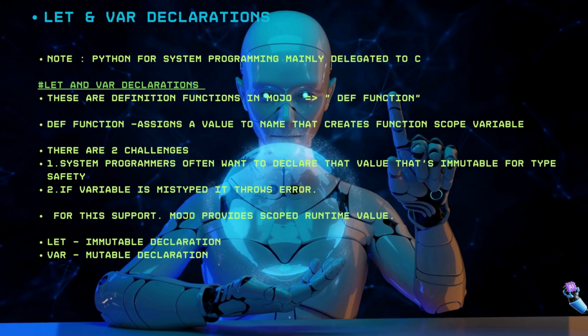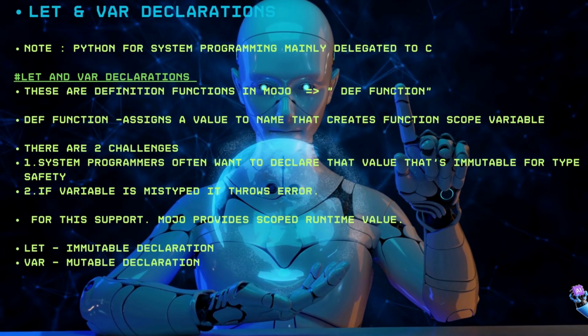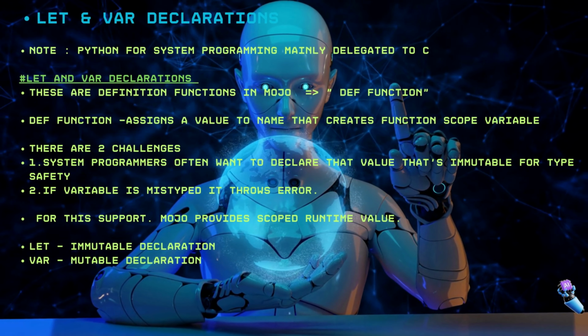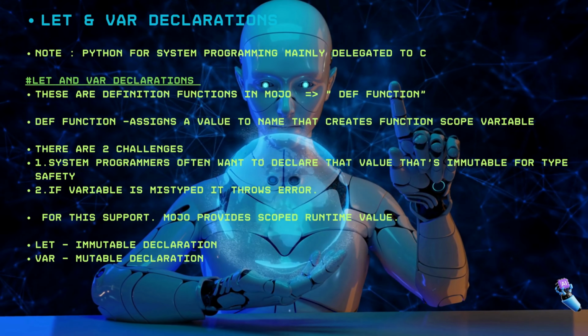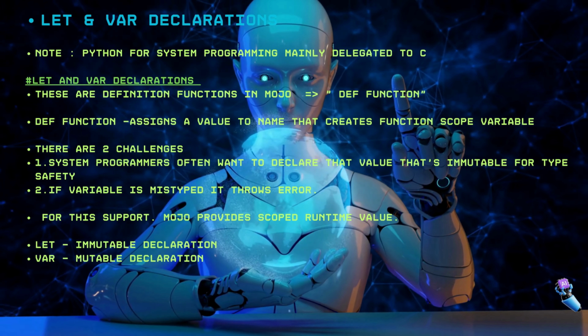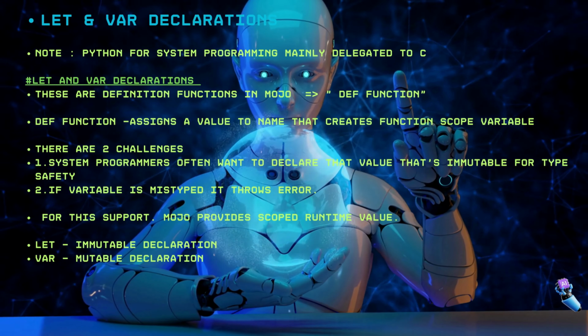Let and var declarations. Note, Python for system programming is mainly delegated to C. Hashtag let and var declarations. These are definition functions in Mojo: def function. Def function assigns a value to a name that creates a function scope variable.